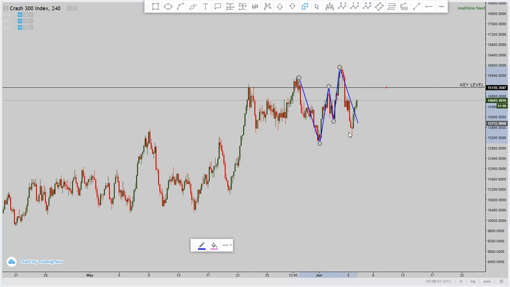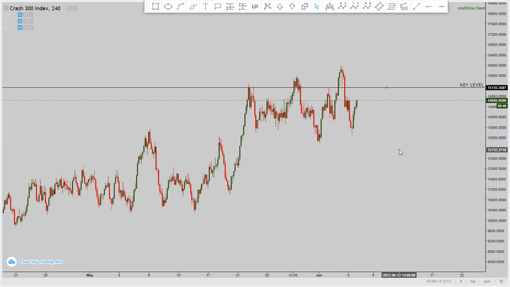After this fake out, we expect price to go back where it was supposed to go, which is this key level, give us a rejection, then go down. So that level there, mark it on your chart. It's a very, very key level. Once price goes there, it gives us a rejection.